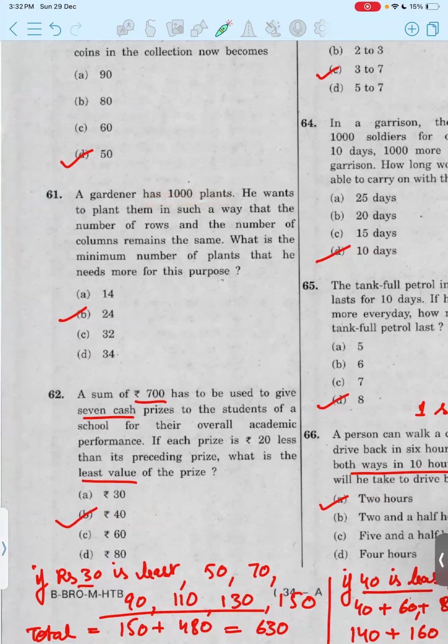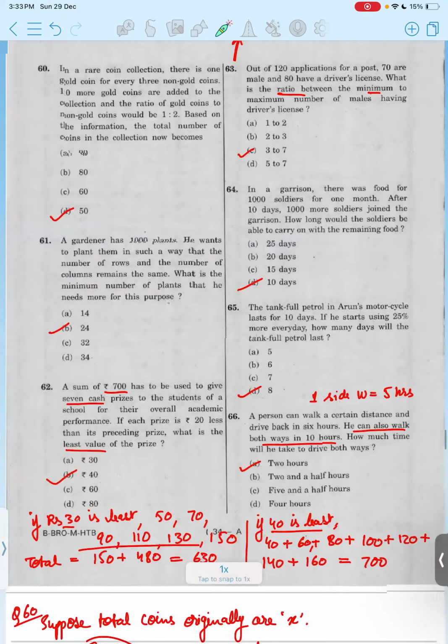Now coming to 61, a gardener has 1,000 plants. He wants to plant them in such a way that the number of rows and the number of columns remain the same. What is the minimum number of trees that he needs more for this purpose? Important is that it asks for the minimum number of trees that would be required.